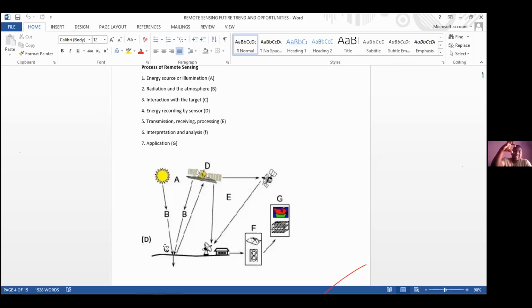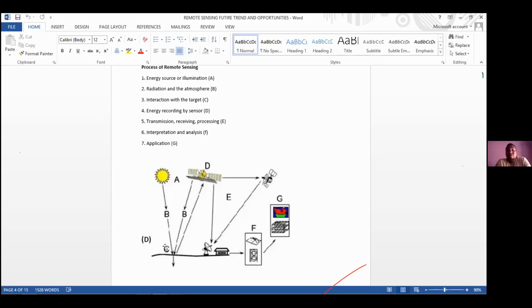Once the sensor receives that electromagnetic radiation, it sends the signal to a station. At the station, that's where we have the transmission, where the signal is received and processed. And then we also have stage six, the interpretation and analysis, which is done by the people, the human resource, the people and the computers.